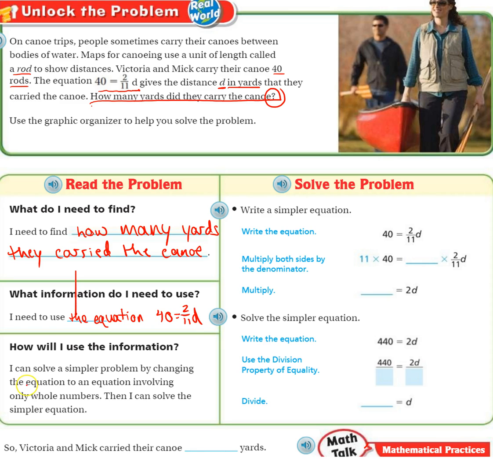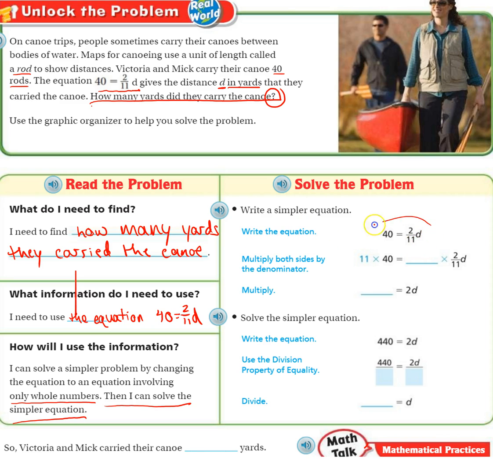How will I use the information? I can solve a simpler problem by changing the equation to an equation involving only whole numbers. Then I can solve the simpler equation. Okay. So it's saying, hey, fractions are difficult to deal with. Let's not deal with fractions. Can we get rid of a fraction? Yes, we can. How do we do it? Pay close attention and I'll show you.